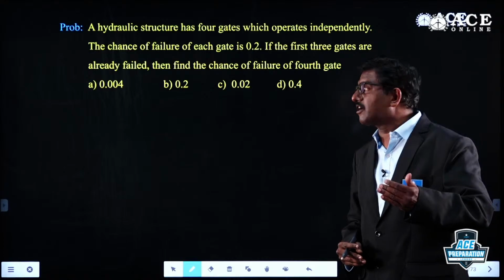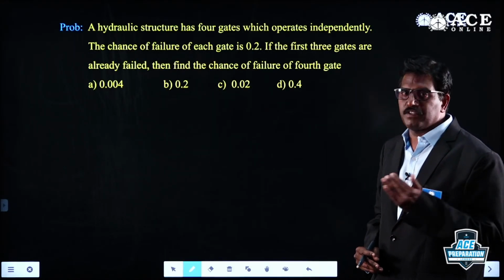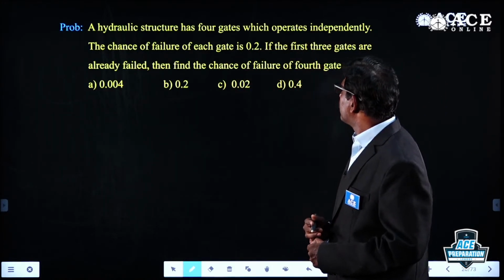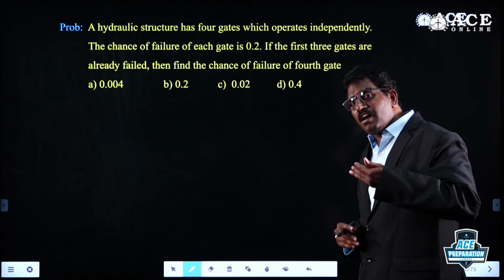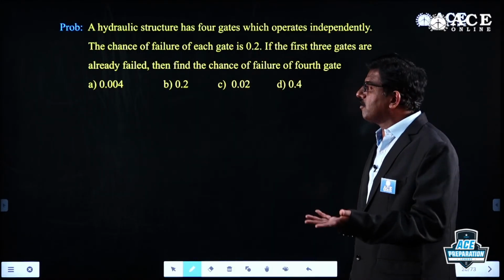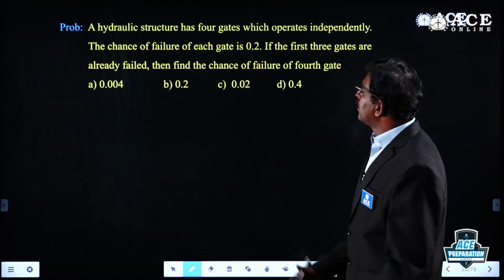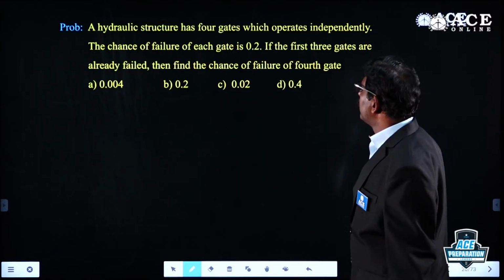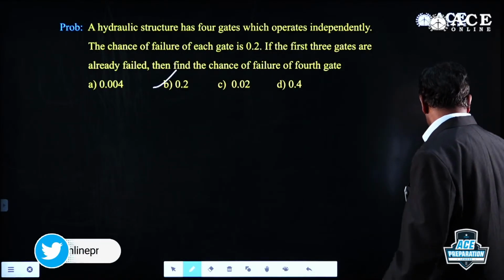All are operating independently means the failure of each gate does not depend on the failure of the remaining gates. The chance of failure of each gate is given as 0.2. First 3 gates are already failed. What is the chance of failure of the 4th gate? Since all are operating independently, failure of the 4th gate need not depend on the failure of the first 3 gates. Directly you can write the chance of failure of the 4th gate. Since the chance of failure of each gate is 0.2, the chance of failure of the 4th gate is also 0.2. Are you clear?